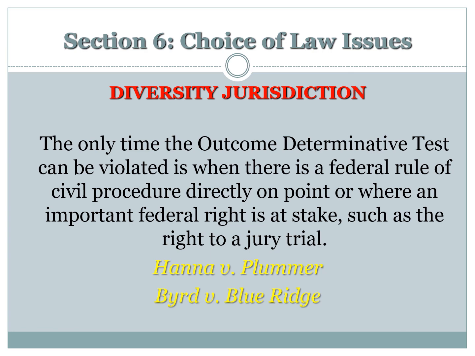However, there are two major exceptions to the outcome determinative test. The outcome determinative test can be violated if there's an important federal right at stake, such as the right to a jury trial, as we saw in Byrd versus Blue Ridge, or if there's a federal rule of civil procedure directly on point that controls the question. And we saw that in Hanna versus Plummer, which was the service of process issue in a diversity suit. Are we authorized in federal court to use the federal rules of civil procedure in a diversity suit, even where the use of that rule would vary the outcome of the case, in fact, change the outcome of the case 180 degrees?